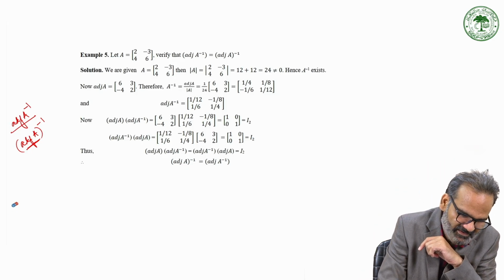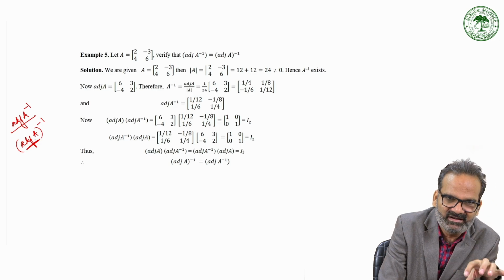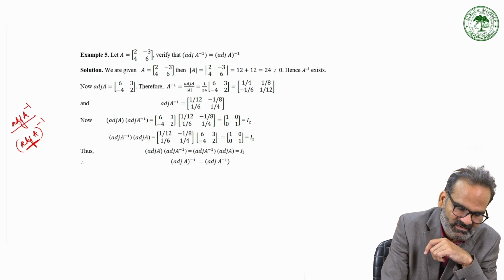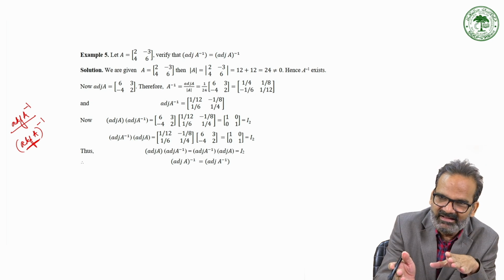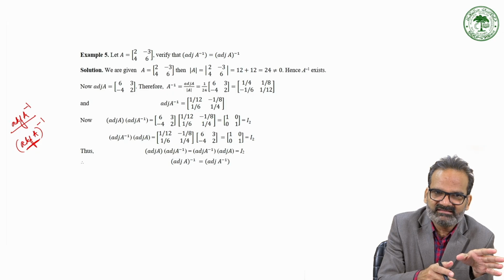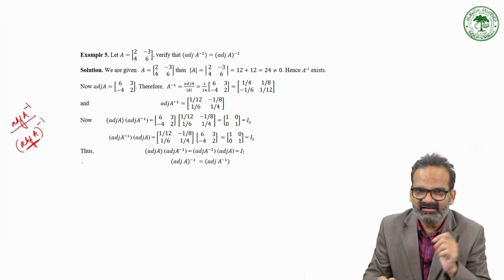What does it mean? The inverse of the adjoint of A means first find out the adjoint of a matrix, and the adjoint of a matrix is itself a matrix, then calculate its inverse. And the adjoint of A inverse means find out A inverse as a matrix, then take its adjoint.